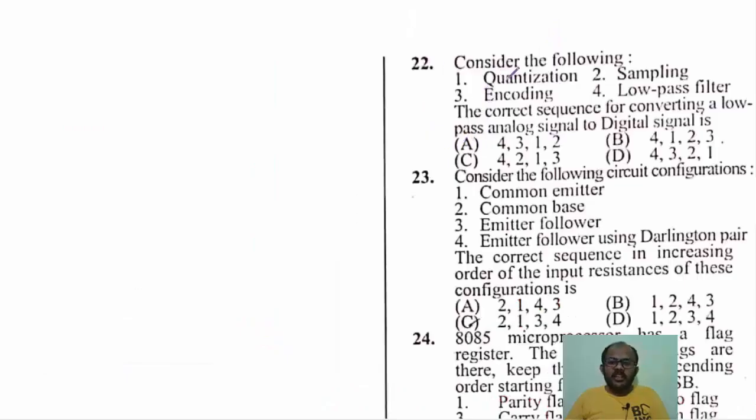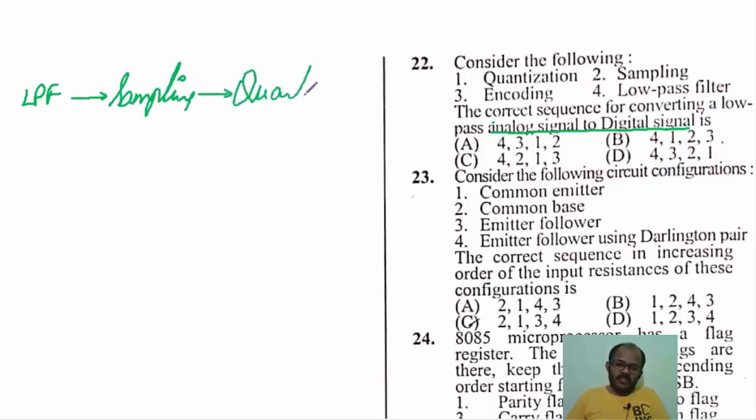Moving on to 22nd question, they have given that you have to arrange the correct sequence for converting a low pass analog signal to a digital signal. So the first stage is a low pass filter, nothing but we are going to remove the higher frequency components, followed by sampling, followed by a hold circuit, followed by quantization.